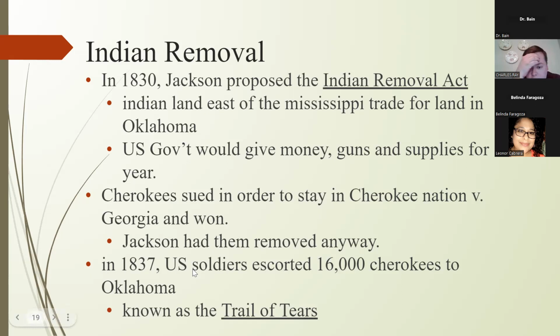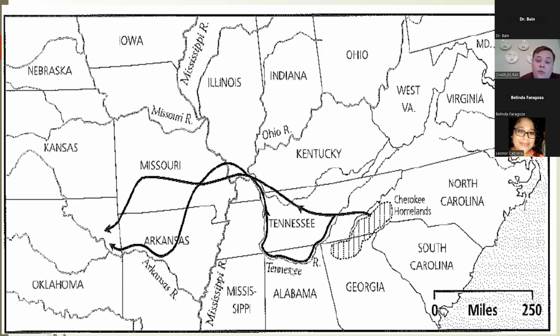So in 1837, 16,000 Cherokees, as well as others, are escorted to Oklahoma. This is known as the Trail of Tears because many do die on the way west, because unfortunately it's being done during the winter. So supplies weren't exactly great, and it's a long walk.